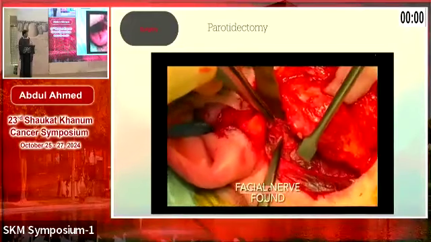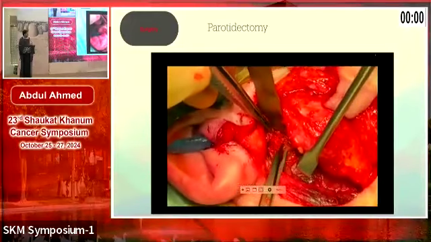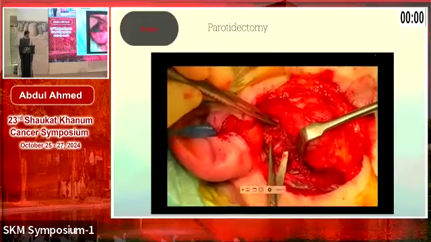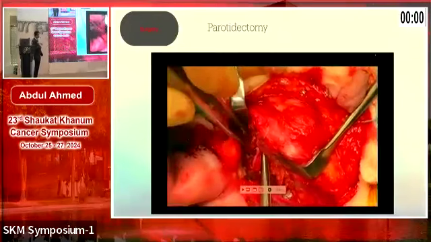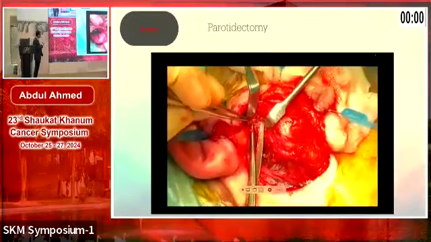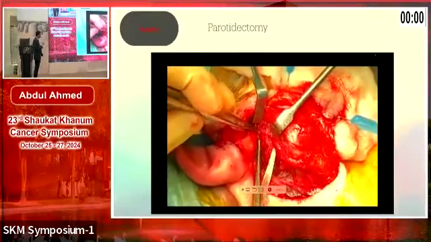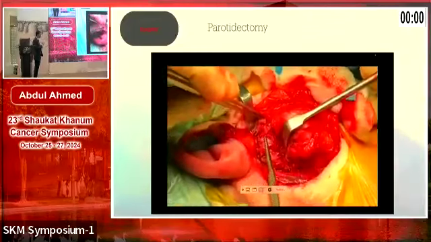And there you can see the nerve. Can you see the nerve appearing? There. And then the rest of the procedure is effectively dissection of the facial nerve. And so all you're doing is going around the facial nerve and then lifting the tumor off the facial nerve.